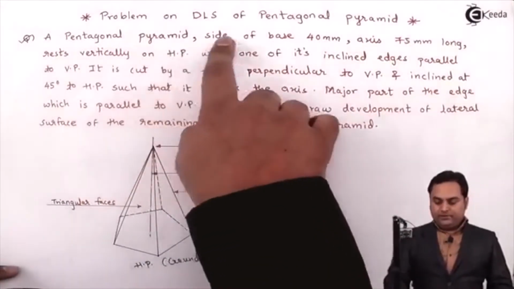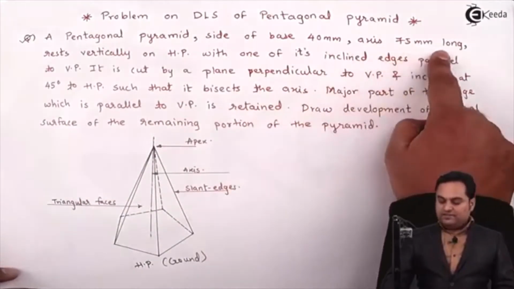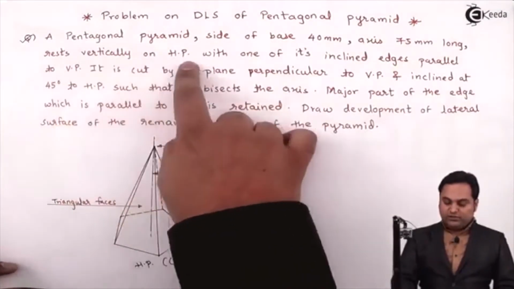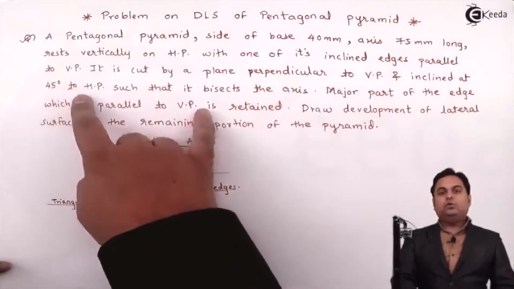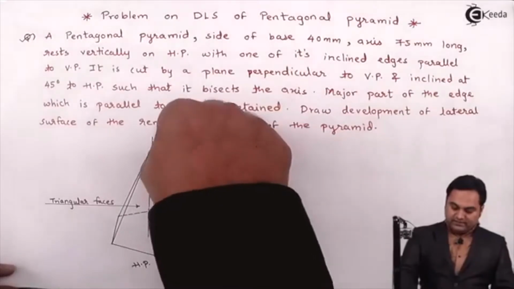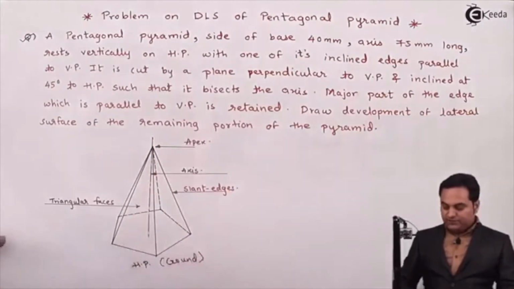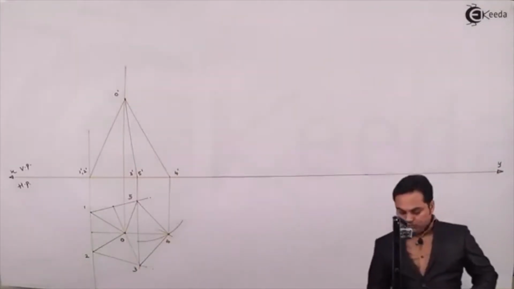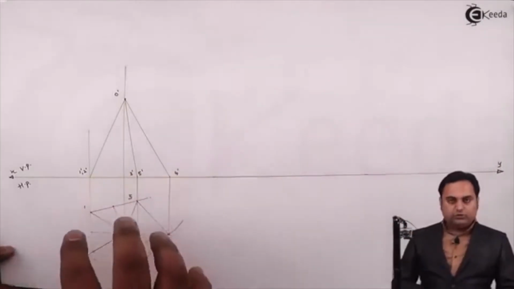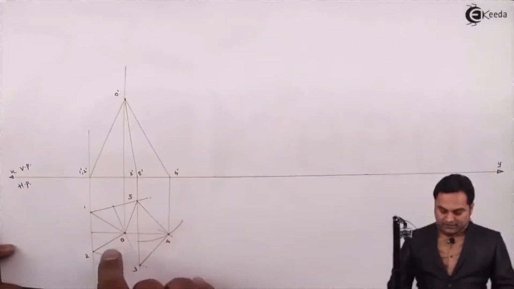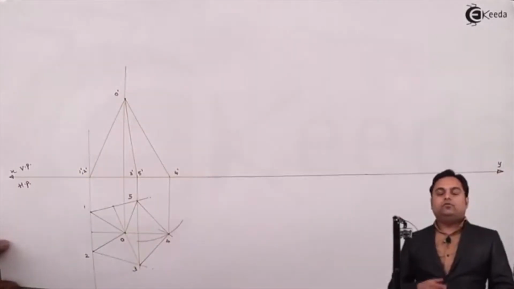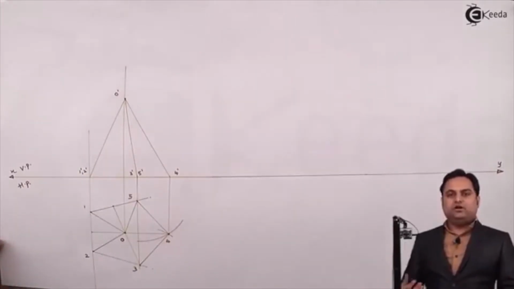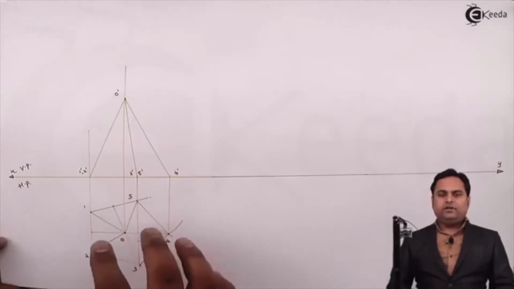a pentagonal pyramid, side of base 40 mm, axis 75 mm long, rests vertically on HP with one of its inclined edges parallel to VP. See, inclined edges are nothing but the slant edges of the pyramid. So if we look into the top view, then the slant edge O4 is parallel to VP. So whatever the condition is given in the question, accordingly we have drawn this pentagonal pyramid.